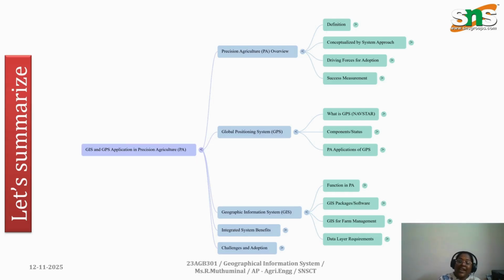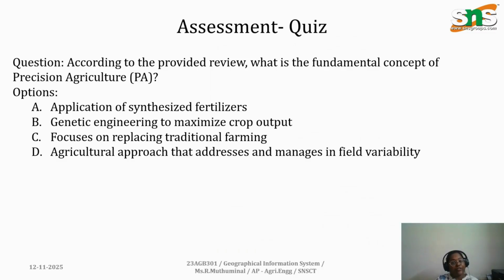So PA plays a major role in crop health monitoring, and we have also seen the involvement of GPS, GIS and integrated system benefits by comparing them with variable rate treatment technologies, and I have also covered challenges and adoption. Here I have shown you a mind map for today's session and summarized it. This is what I have prepared for today's class, and for today's session we'll see an assessment quiz.